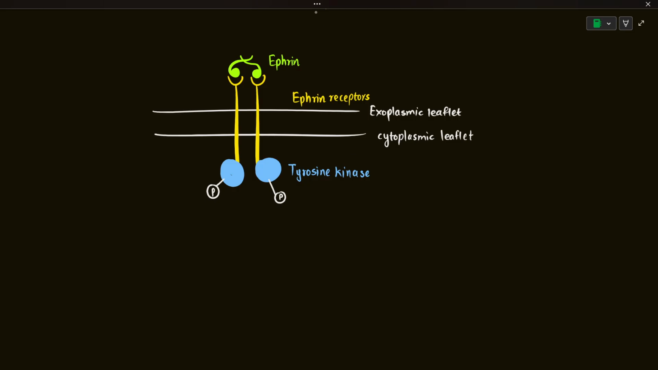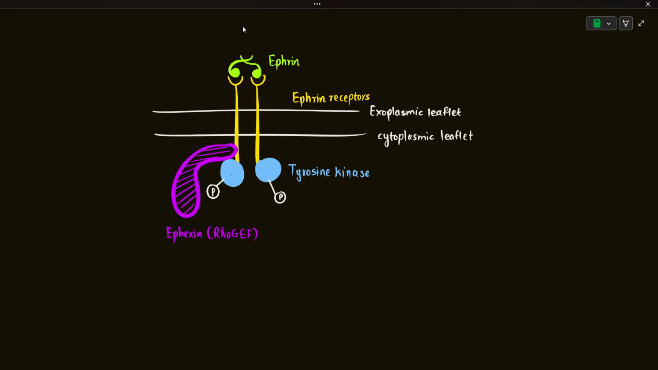Okay, there is a protein called Ephexin. Let me draw this, which is coupled here, attached to the receptor itself, and this Ephexin is nothing but a Rho-GEF. This is Ephexin, which is a Rho-GEF.